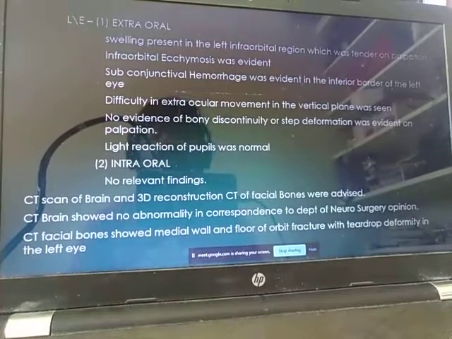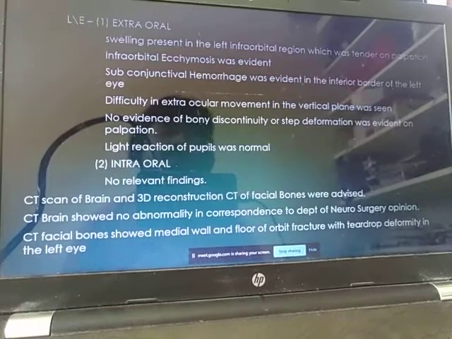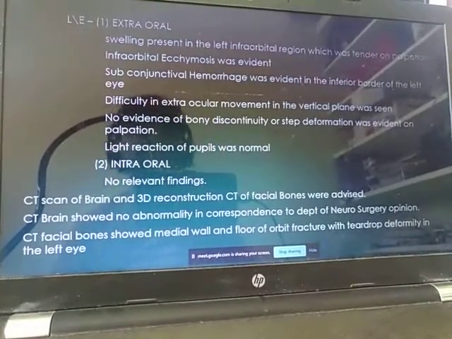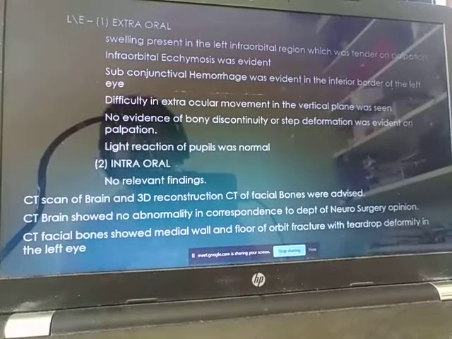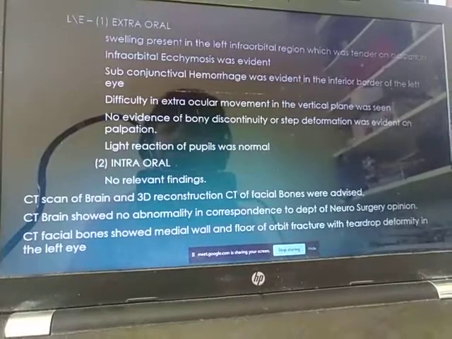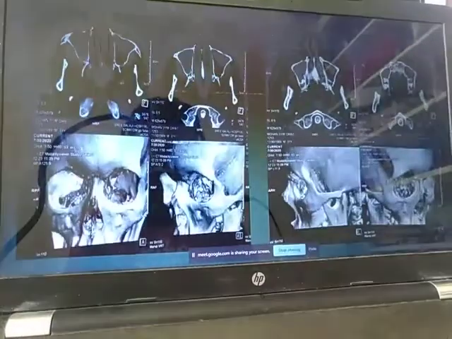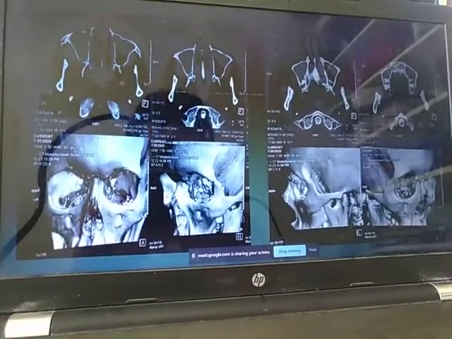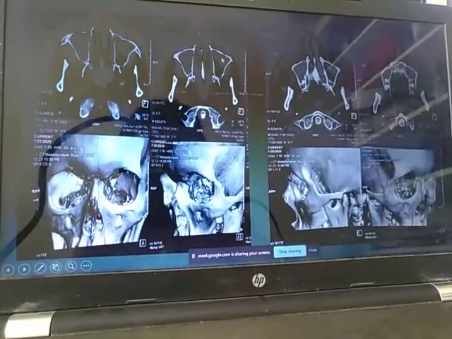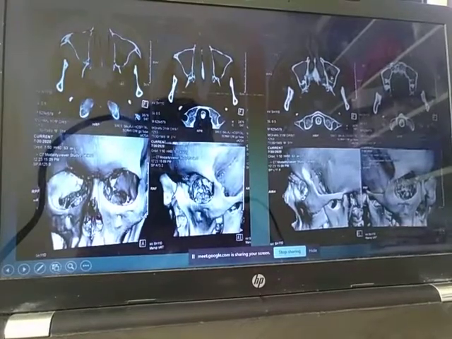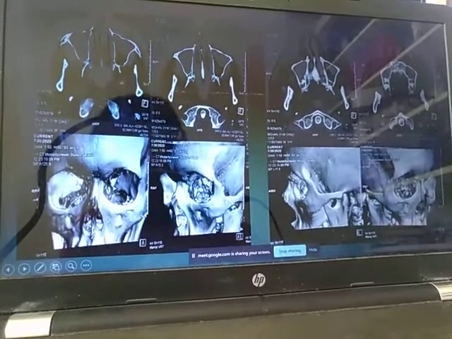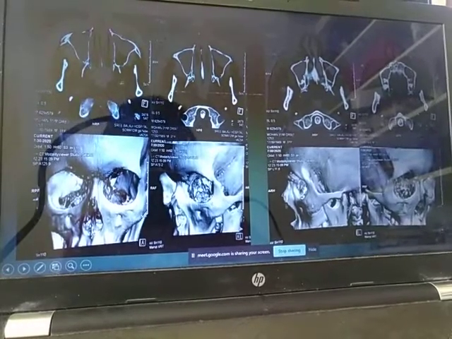facial bones were advised. CT brain showed no abnormality, in correspondence with the Department of Neurosurgery. We had consulted neurosurgery and they had ruled out any brain morbidity. CT facial bones showed medial wall and floor of orbit fracture with teardrop deformity in the left eye. Here you can see in the CT sections, the left side has a hemosinus, and in the reconstruction you can see there is a medial wall fracture and floor fracture as well.